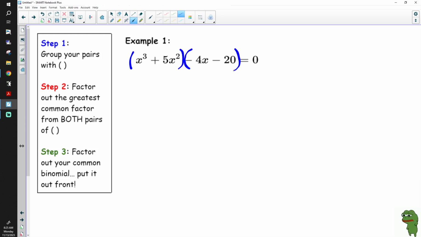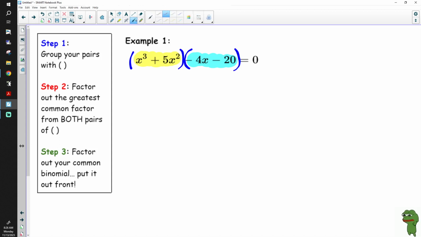Okay, step 2. Now we are factoring out our greatest common factor just like we've always been, but we're going to factor out a greatest common factor for each group separate. So my first group, x to the 3rd and 5x squared, I'm going to find the GCF of this group, and then I'll find a GCF for negative 4x and negative 20. Totally separate. Okay? You can think of it as 2 mini problems.